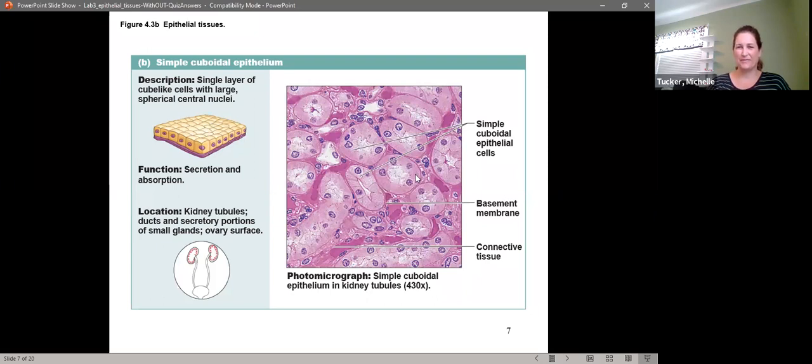In 1248, you'll learn to distinguish the different types of tubules. So we start you off with just identifying a single simple cuboidal epithelium in a kidney tubule, and then next semester we'll take you one step further to distinguish the difference between different types of tubules.